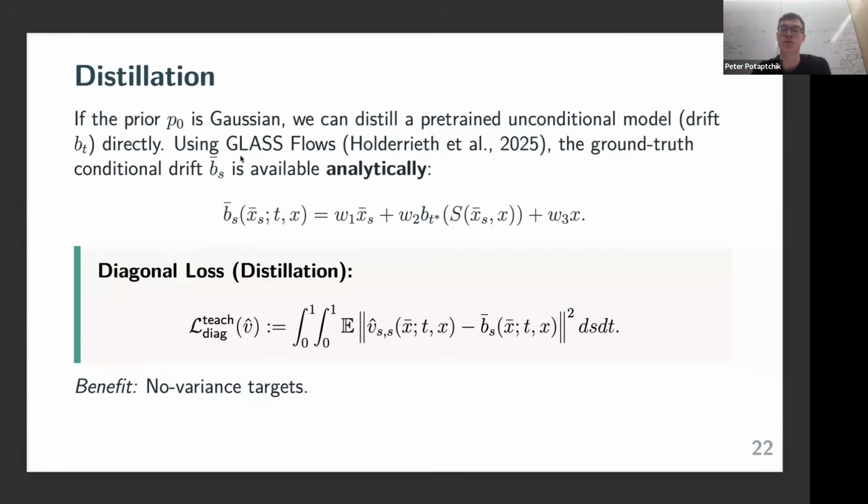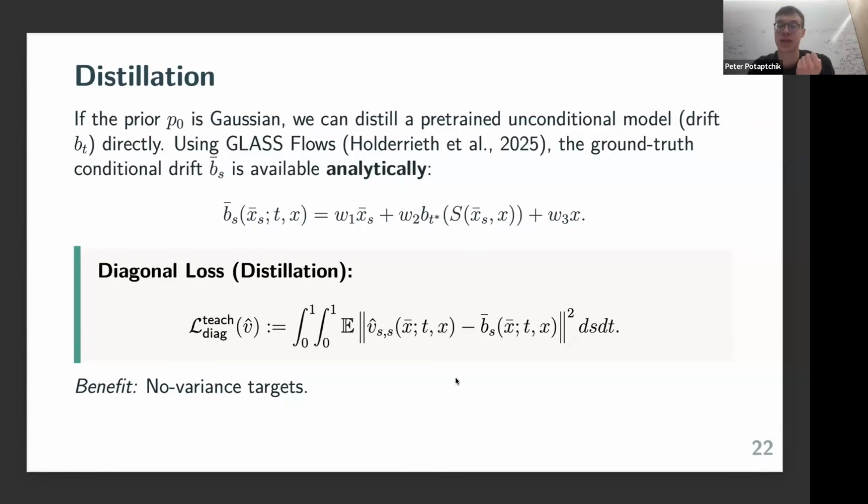And it's going to use a really cool result called glass flows by Peter Holderrieth. And I'm pretty sure you guys are familiar with Peter. Basically what this result says is that if I want this conditional drift b bar S, and I already have a pre-trained unconditional drift b_t from my original ODE, then I can analytically compute what this drift b bar S is as a linear combination of X bar, X, and then my drift b evaluated at some new point. The exact expression here doesn't matter too much. All that matters is that if I have my unconditional drift b, then I can analytically evaluate what my conditional drift b bar S is.